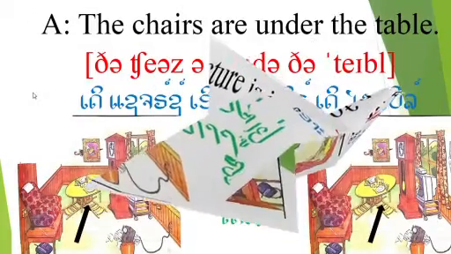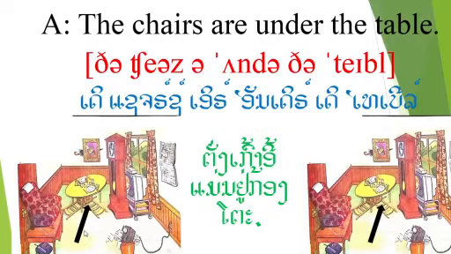Next answer. Now the black arrow points to two chairs on the left and right hand, the same. The chairs are under the table. The chairs are under the table, like you can see from the black arrow pointing now.